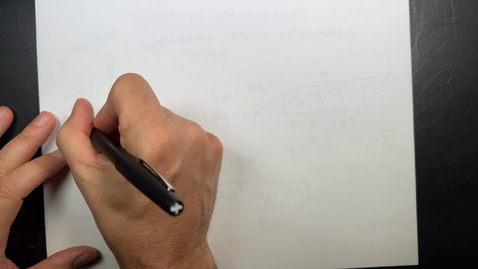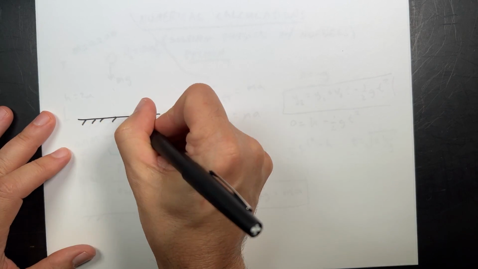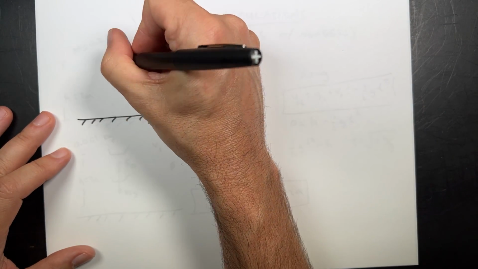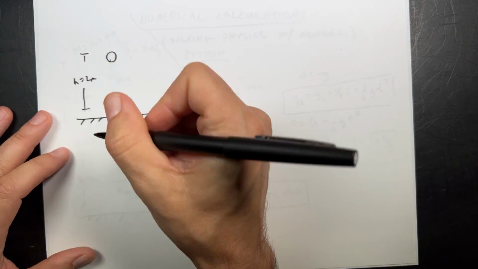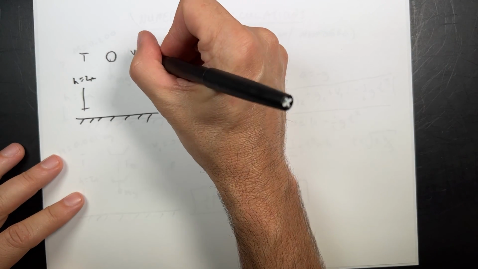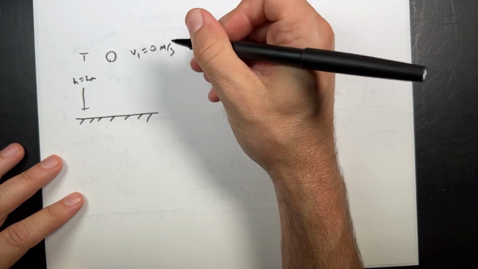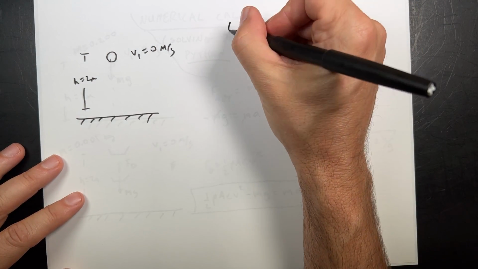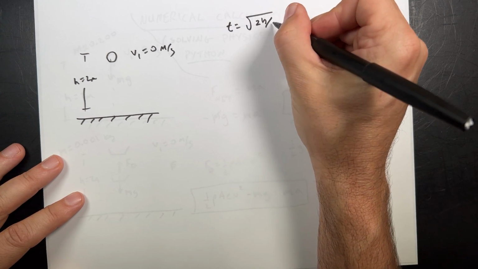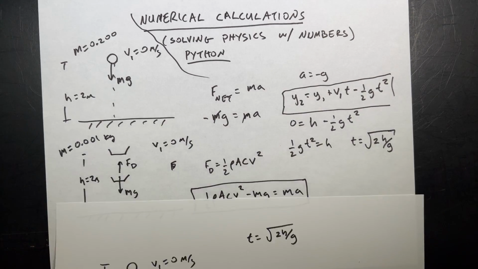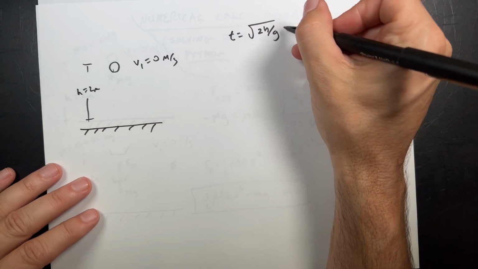So let's go back over here. I've already solved that problem once. I actually can trace this. Look at that. H equals 2 meters. And you'll notice I haven't even touched Python yet. V1 equals 0 meters per second. And I found that T was the square root of 2H over G. That's right? Yeah. Let's put in our values there.